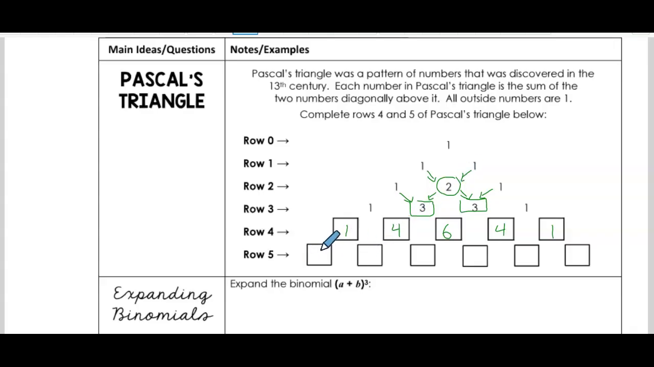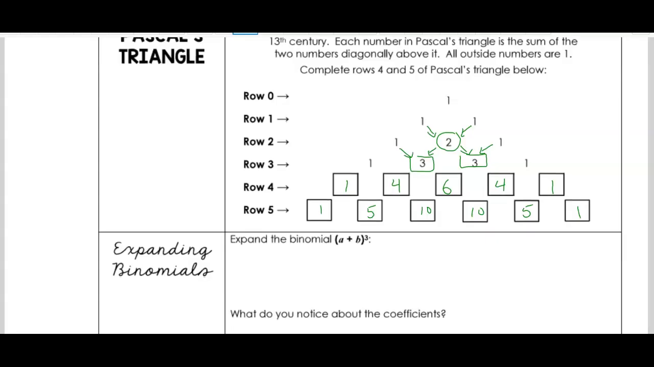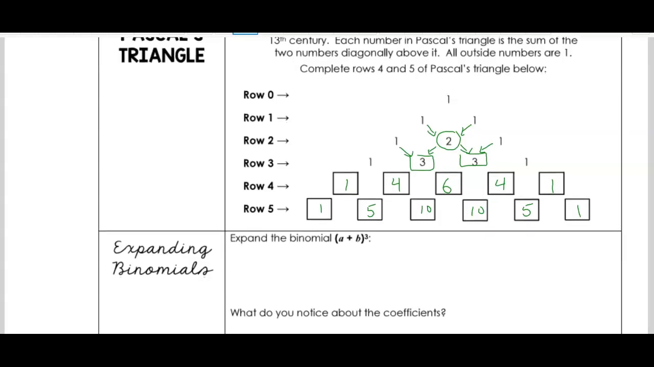All right, so row 5, we have a 1 on the outside, a 1 on the end. We have 5 here, and symmetry tells us 5 here. 4 and 6 makes 10. 6 and 4 makes 10. And so that's how the triangle gets generated. All right, we can then extend that to get further rows. We can do as many rows as we feel like we need.